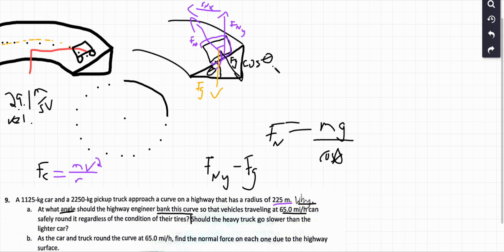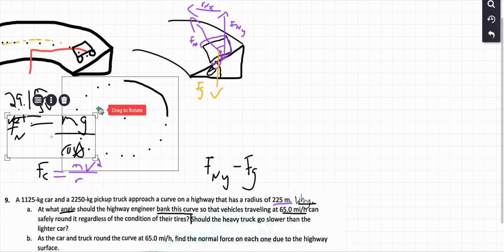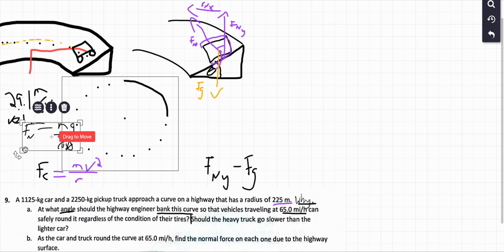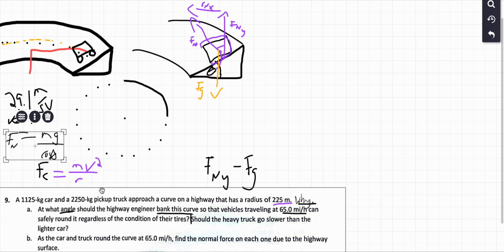Let me clean that up a bit. So, normal force equals mass times gravity over cosine theta. I sure wonder if this will be helpful soon. Let's move that to the side. Let's make it smaller so that we have all our cool things in here.